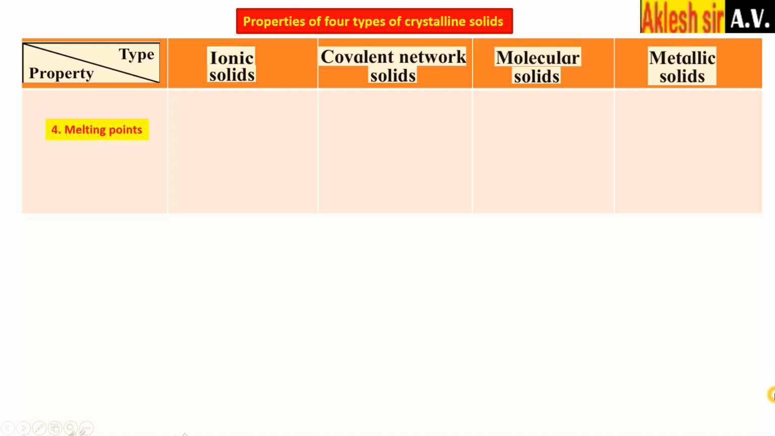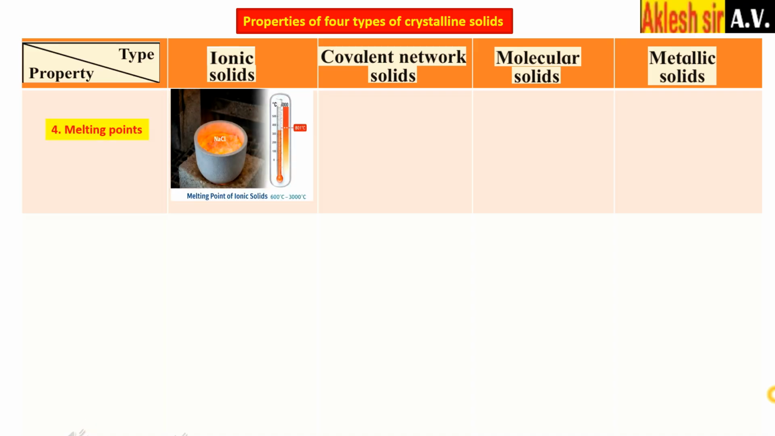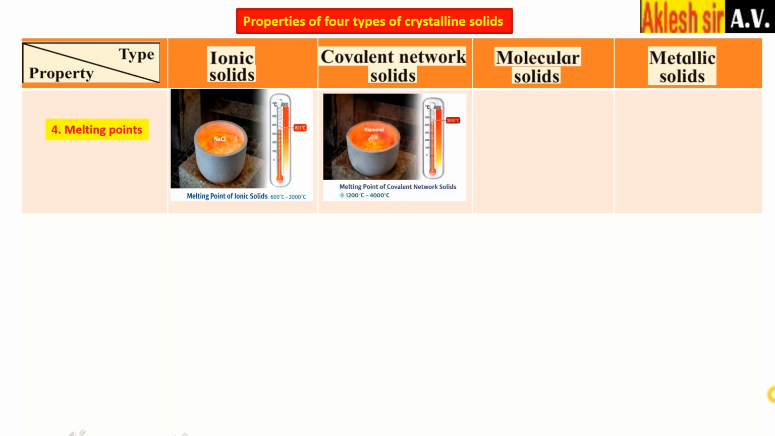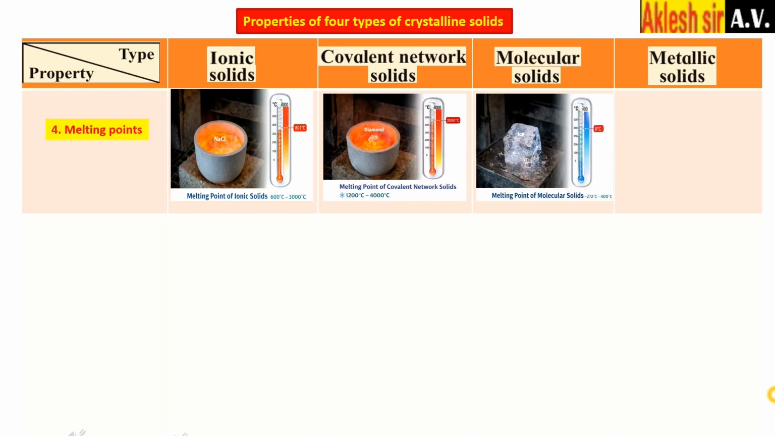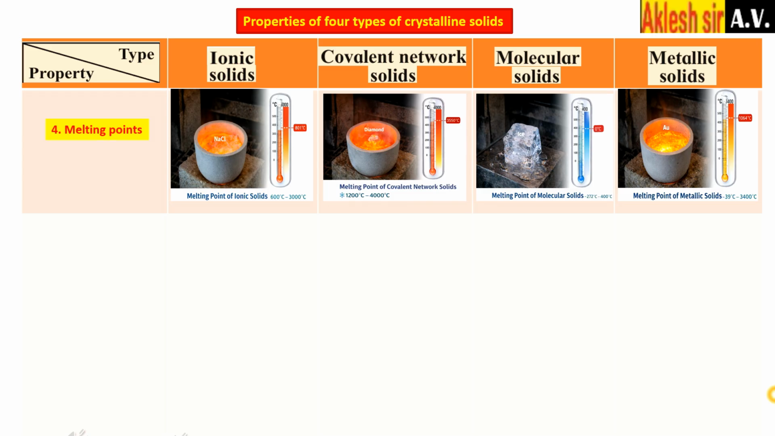Four. Melting point. The melting point of ionic solids is high, 600 degrees Celsius to 3000 degrees Celsius. The melting point of covalent network solids is high, 1200 degrees Celsius to 4000 degrees Celsius. The melting point of molecular solids is low, minus 272 degrees Celsius to 400 degrees Celsius. The melting point of metallic solids has a wide range, minus 39 degrees Celsius to 3400 degrees Celsius.